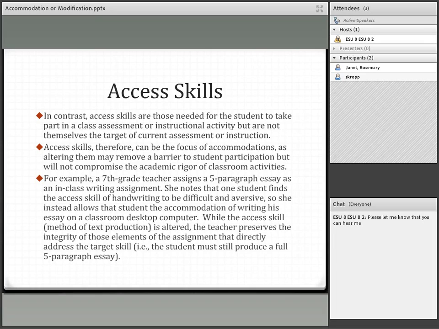For example, if we have a seventh grade teacher who assigns a 5-paragraph essay as an in-class writing assignment, and as she's watching, she sees that one of the students finds the handwriting part difficult or aversive. So instead of having the student write it out by hand, the student has the accommodation of writing his essay on a classroom computer. So the access skill, which is the method of text production, is altered. It doesn't matter if the student uses handwriting or the computer, because the teacher is still preserving the integrity of the elements of the assignment that directly address the target skill, which is producing the 5-paragraph essay.